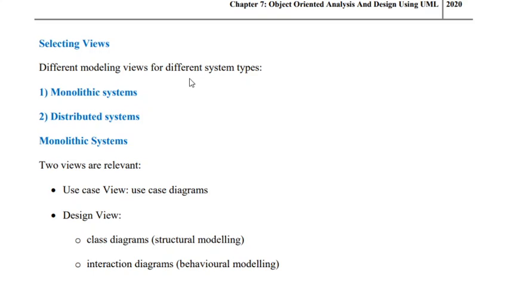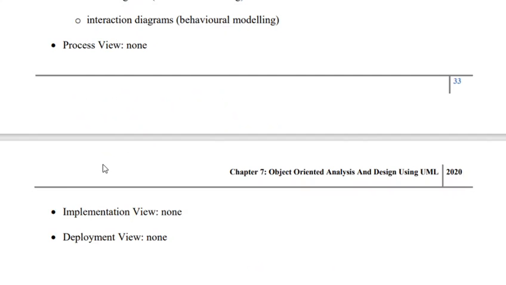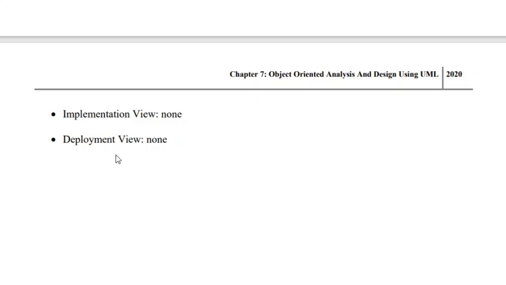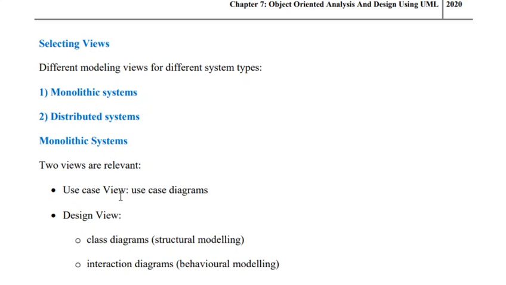Now pertaining to either monolithic system or distributed system, there might be various views relevant. Namely, there are five possible perspectives or views: use case view, design view, process view, implementation view, and deployment view. Now, based on the type of system, the views may be relevant. So in case of monolithic system, there are only two views that are relevant. These are use case view and design view.